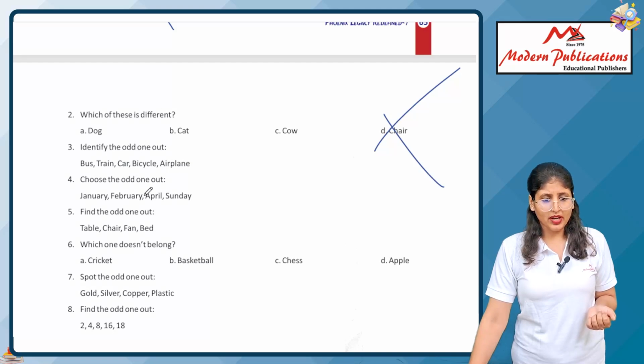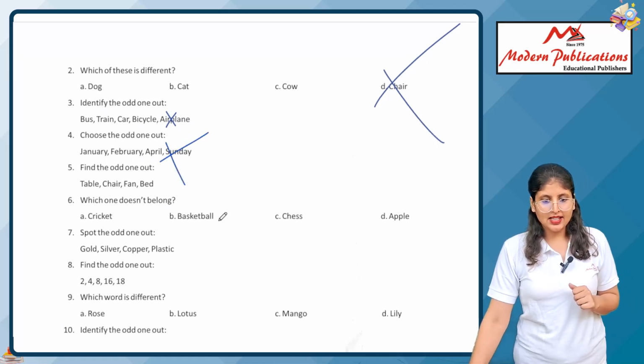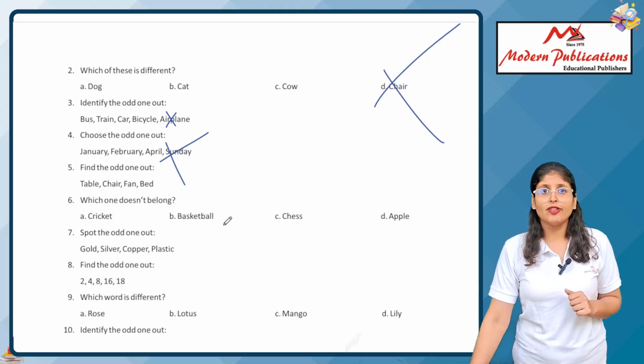Can you find the odd one out? Bus, train, car, bicycle, airplane. Airplane is the other one, it's another means of transport. Next, January, February, April and Sunday. Sunday is the odd one out, different from the others.